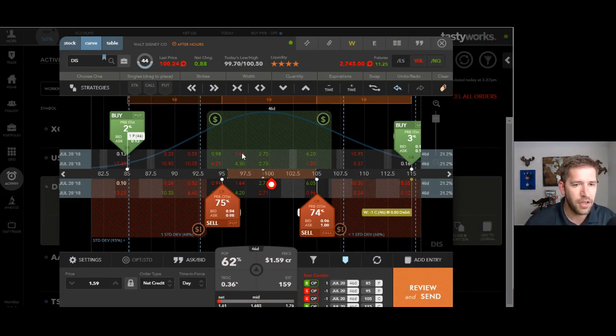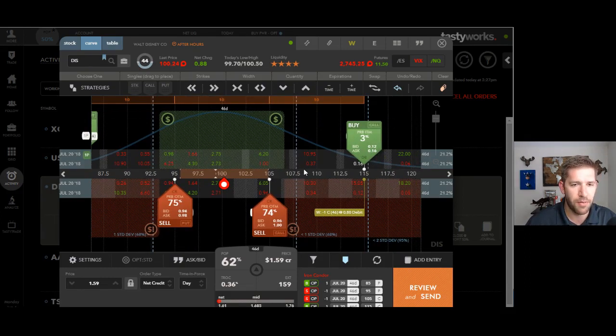But here, you don't really see that, because if you look at this probability of being out of the money on the short puts, 75%. On the short calls, 74%. Going $10 down again, 2%. $10 up, 3%. So it's a very nice, natural, neutral trade all around. It's one that I like to have in my portfolio.